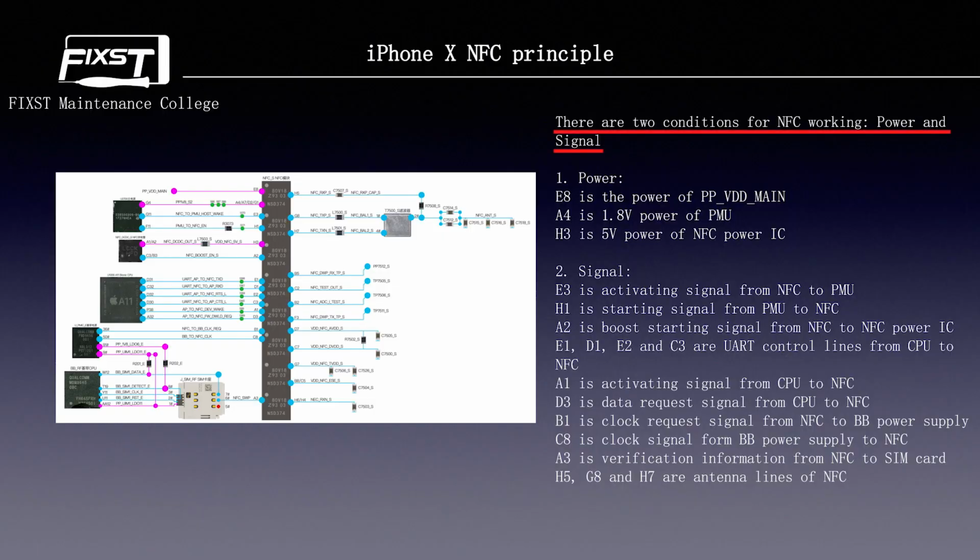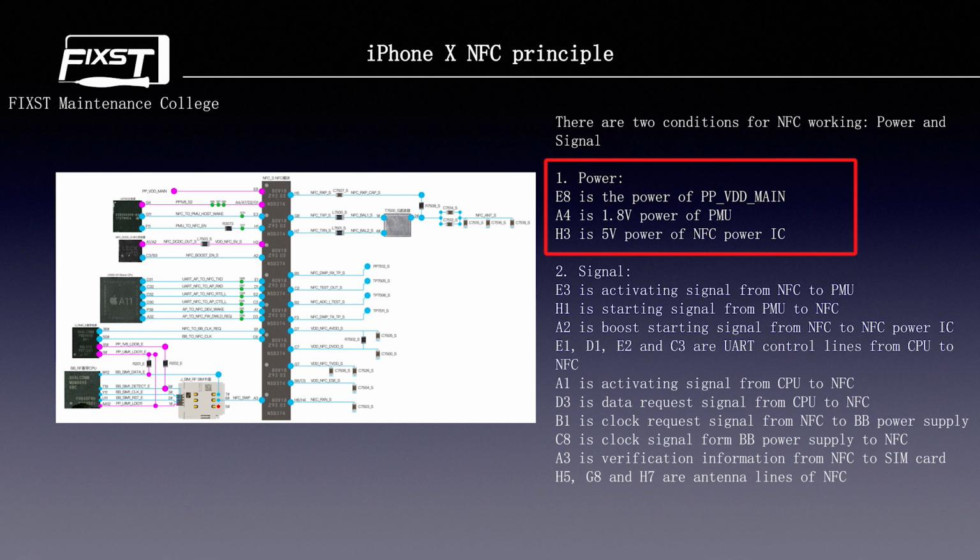There are two conditions for NFC working: power and signal. 1. Power. EA is the power of PP VDD main. A4 is 1.8 voltage power of PMU. H3 is 5 voltage power of NFC power IC. 2. Signal. E3 is activating signal from NFC to PMU. H1 is starting signal from PMU to NFC. A2 is boost starting signal from NFC to NFC power IC.